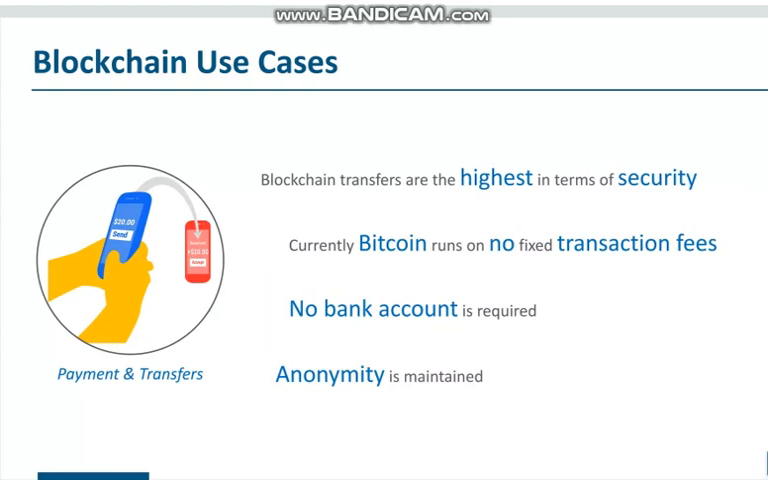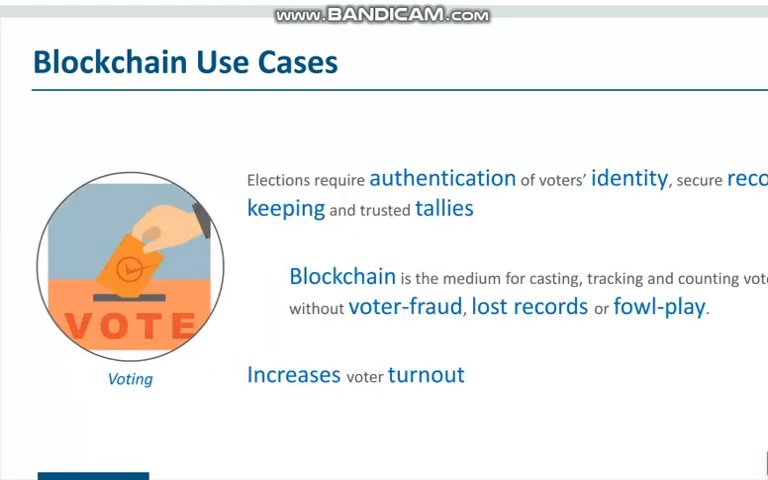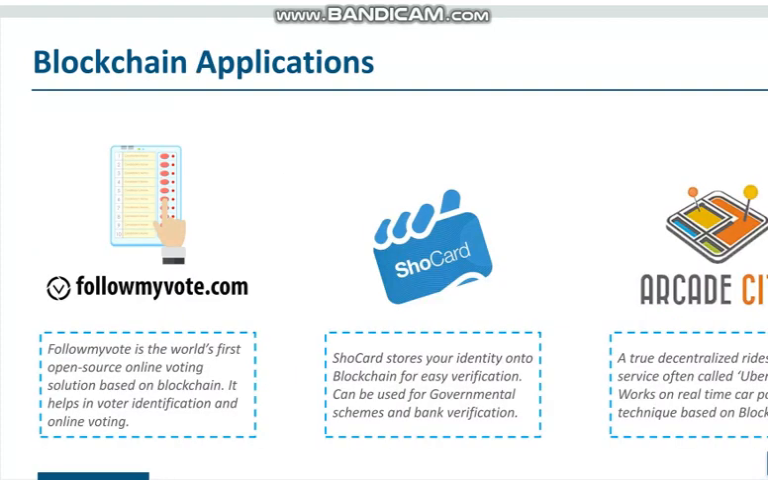Currently, Bitcoin runs with no fixed transaction fees, no bank account required, and anonymity is maintained. Elections require authentication of voters' identity, secure record keeping, and trust. Blockchain is a medium for casting, tracking, and counting votes without voter fraud, lost records, or foul play. Increases voter turnout.